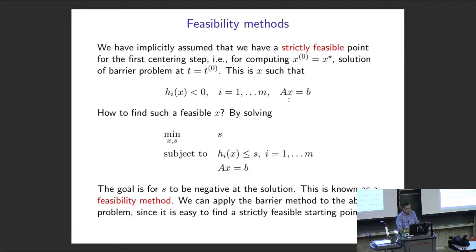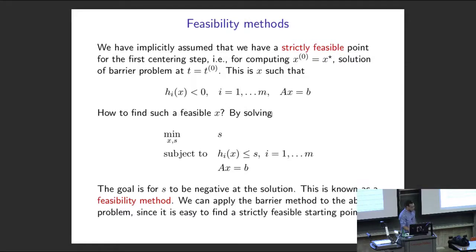But yet we need this to start the barrier method. This is one of the strengths of primal dual interior point methods, which we actually don't need to start with a feasible point. They can be started at infeasible points. But for the barrier method as defined, we need to start them with feasible points. And how do we find such a feasible point?